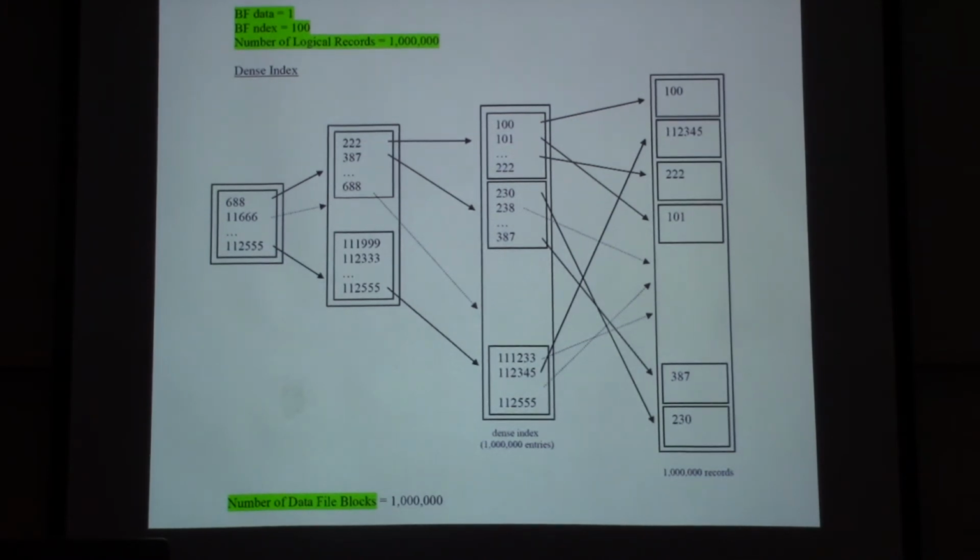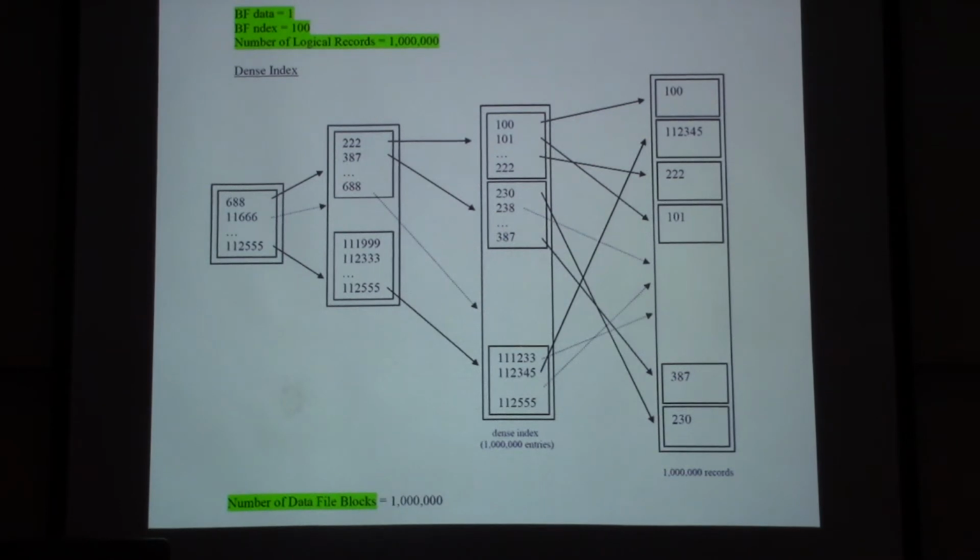Oh, yes? So how do you calculate the blocking factor? I don't. I'm just giving it to you. So since I have 1,000,000 logical records, and the blocking factor for the data is 1, I will have 1,000,000 physical records. Makes sense, right?